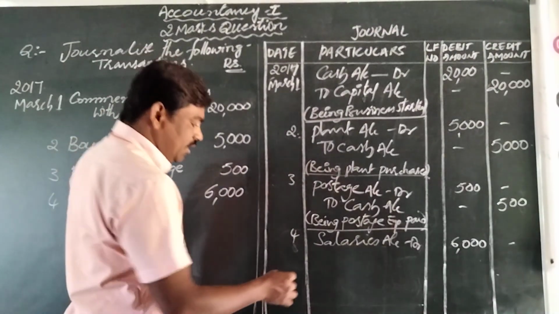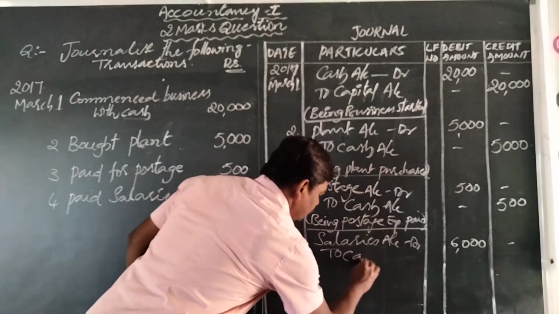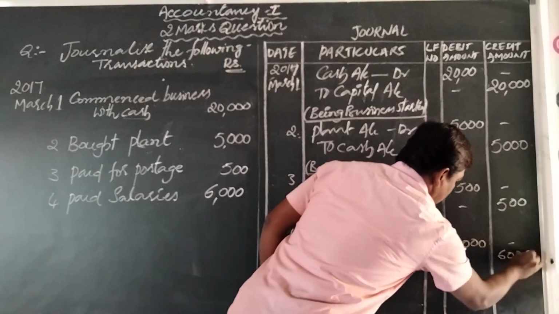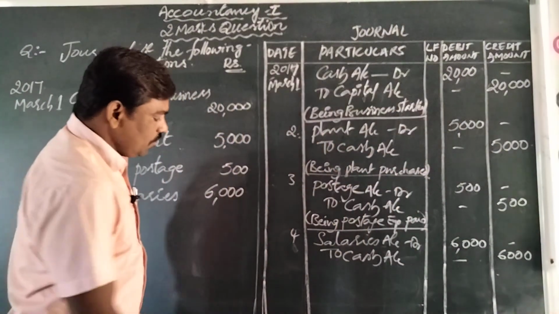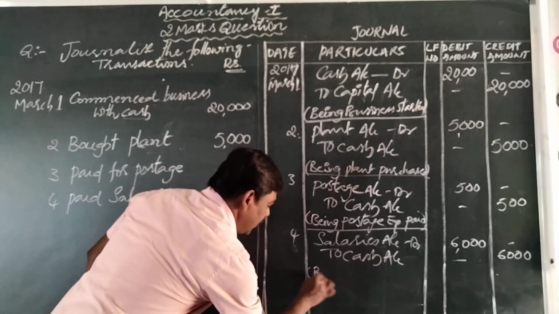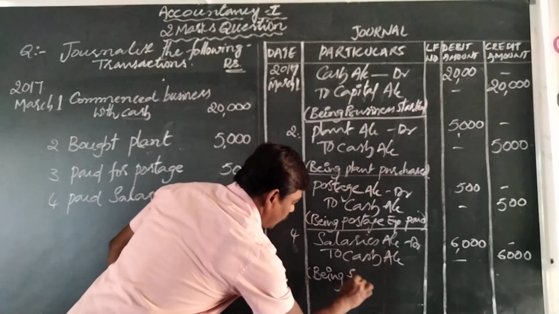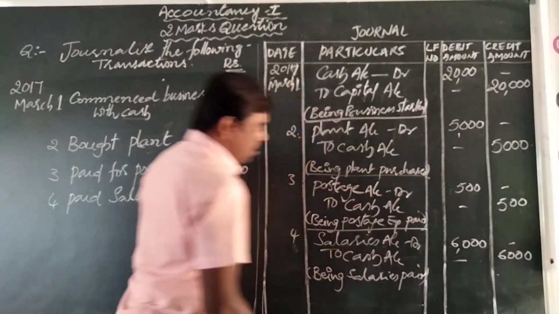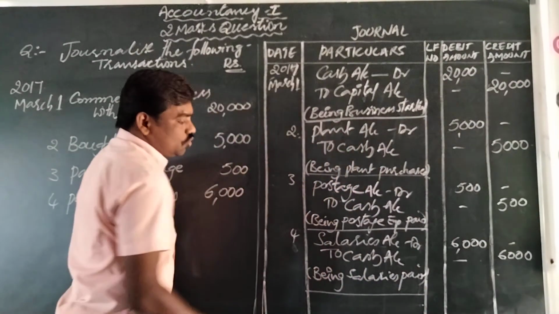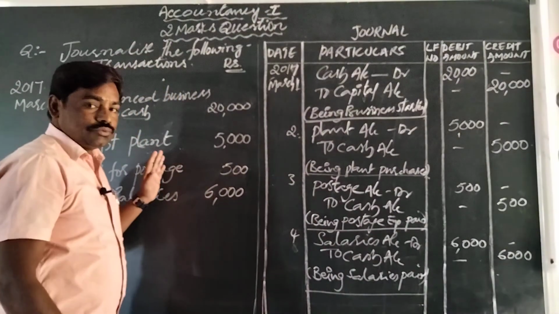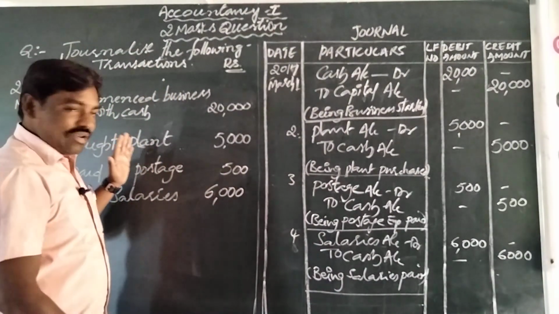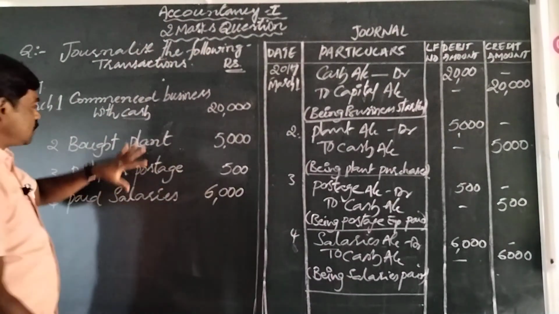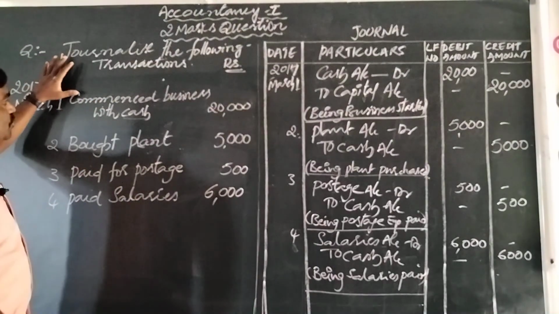That should be credited to cash account, amount of rupees 6,000. Okay, here you write the narration, being salaries paid. So in this way we can write the journal entries to the problem that will be given in the annual examination for 2 marks. Once again I will explain this problem, just you observe.